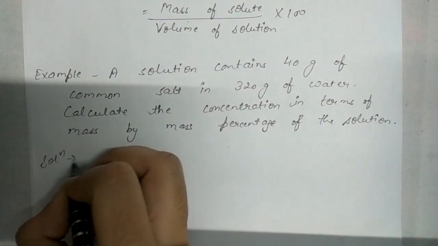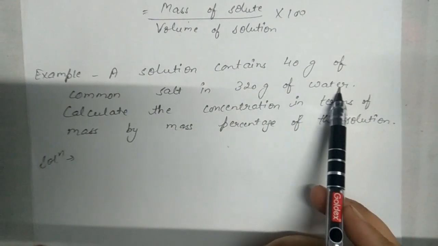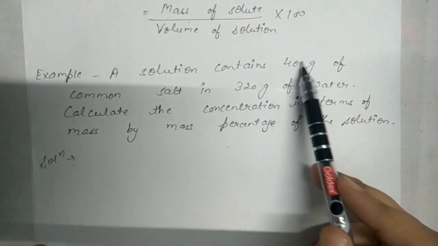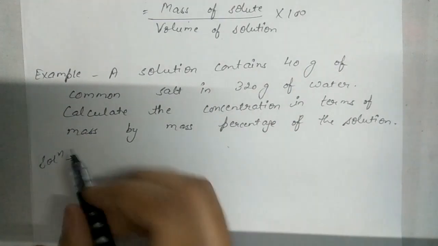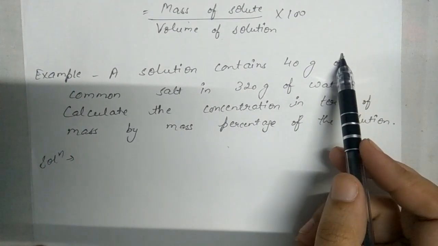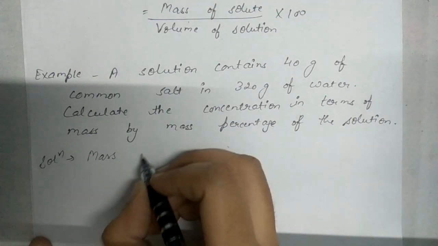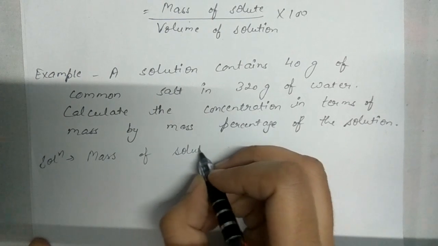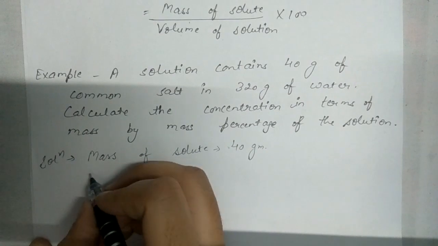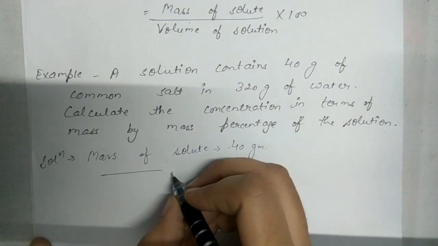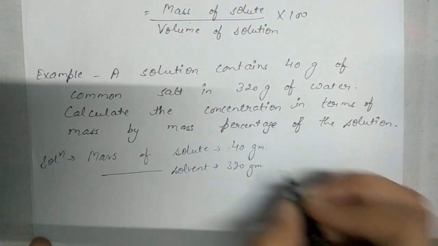According to our question, a solution contains 40 gram of common salt in 320 gram of water. So which is the solute in both of them? The solute is the one which is present in lesser amount. So the salt is the solute here. So we will write mass of solute, 40 gram. If we write mass of solvent, water is the solvent, 320 gram.